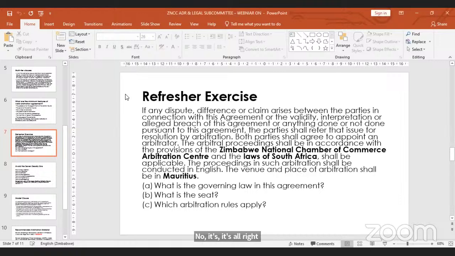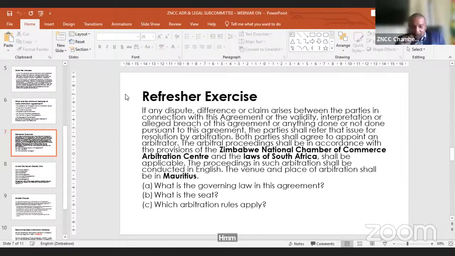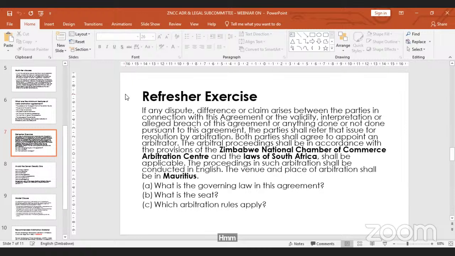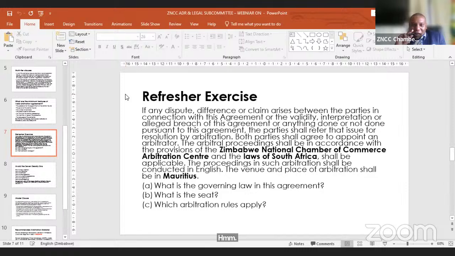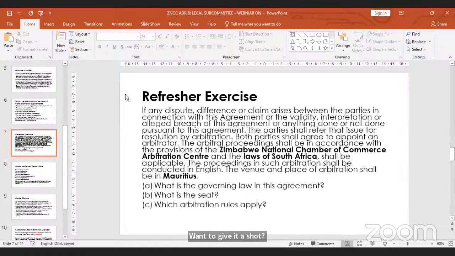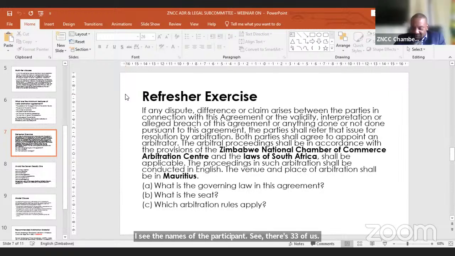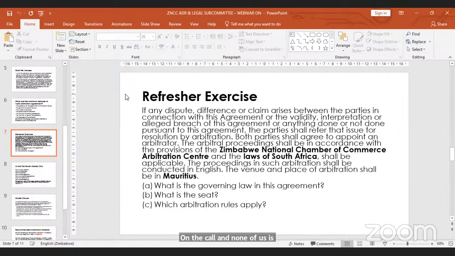I think it's fairly straightforward, particularly the first question there. What is the governing law agreed upon in this clause? You want to give it a shot? Do I see the names of the participants there? I see there's 33 of us on the call, and none of us is brave enough to try and venture an answer. I see Vigilant Musekiwa. Do you want to attempt?